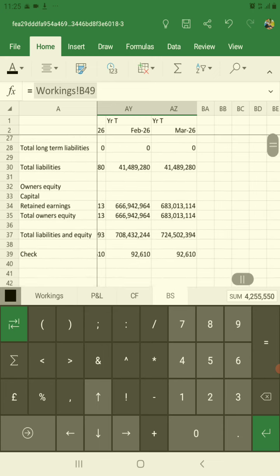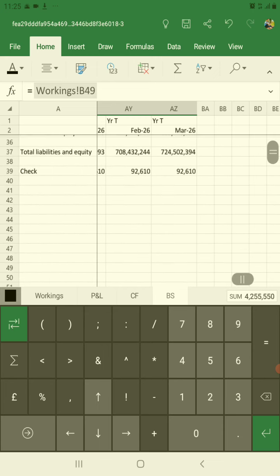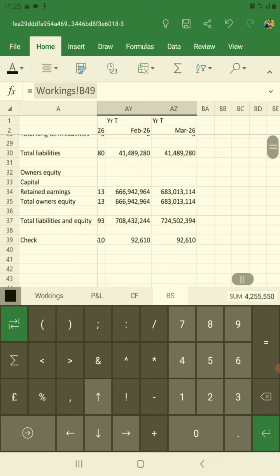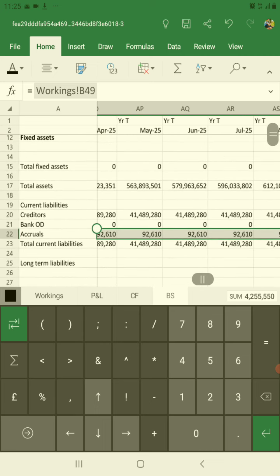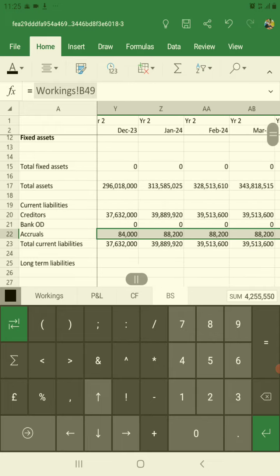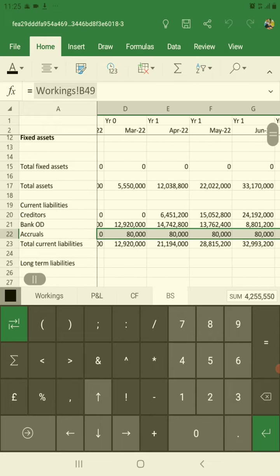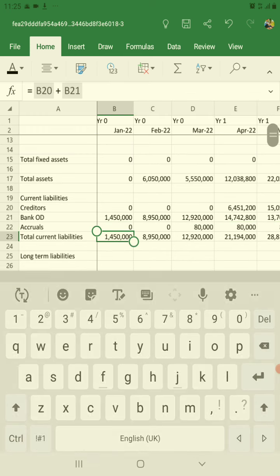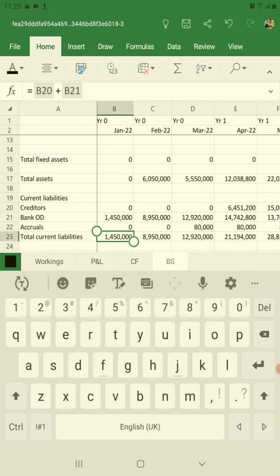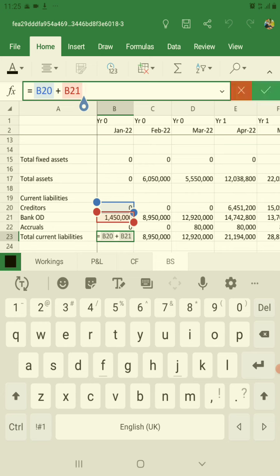Okay, so after doing that, it's not balancing yet. There must be something here in the accrual area. I've inserted accrual, but I think they have not. Yes, the formula here was only taking creditors and bank overdraft into total current liability. So I have to change it.